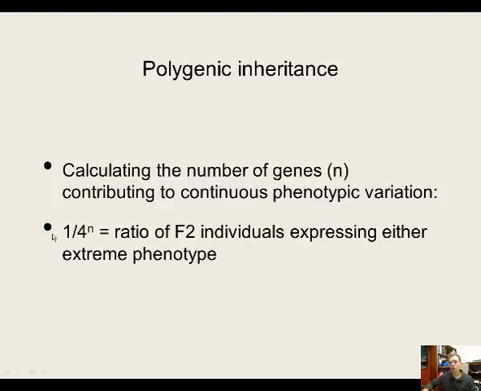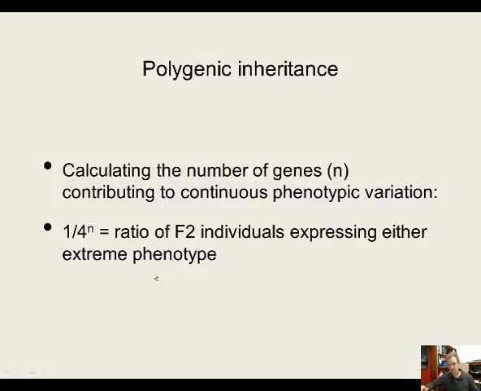What we're going to be using is this formula here, 1/4 raised to the power of n, where n is the number of genes that are contributing to that trait. 1/4 to the n is equal to the ratio of the F2s expressing the extreme phenotype.